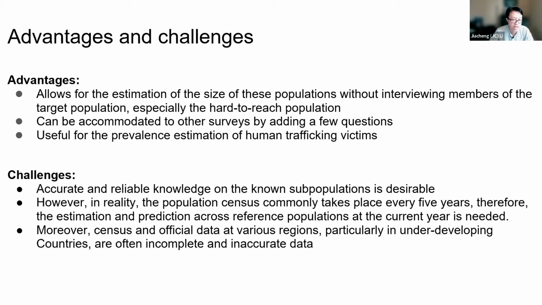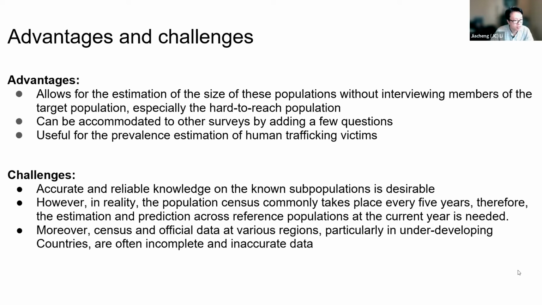However, there are several challenges we are facing. For example, accurate and reliable knowledge of the known populations is desirable, because the whole idea of NSUM is based on the estimation of the network size. The network size comes from the subpopulation questions, and the known subpopulation data come from administrative data. So reliable administrative data is very important to produce an accurate estimator.